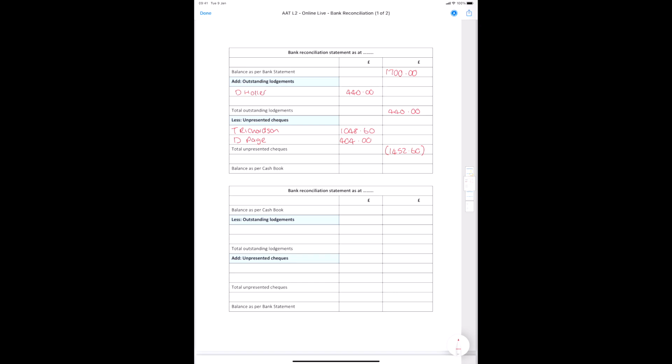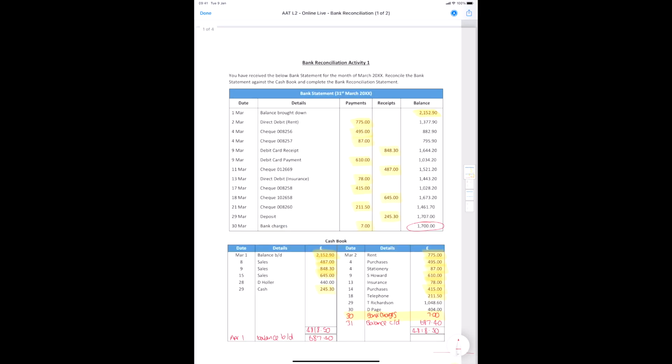Now, it's important to note at this point, when we're working from the balance as per the bank statement to go to the cash book, that we are adding our outstanding lodgements and deducting our unpresented checks. Effectively, what we are doing is including these transactions in the cash book and including them within the bank statement. Hopefully, once everything appears in the bank statement, the balance should match up correctly. It's a mathematical check for us to use just to make sure everything's accurate.